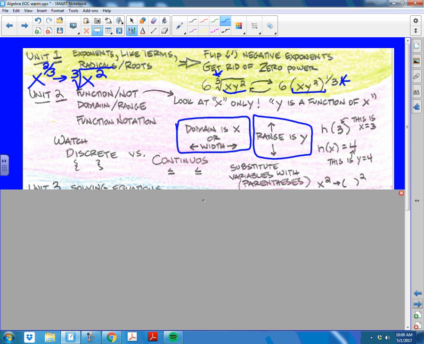Be very careful on discrete versus continuous. Remember, continuous, you use the inequality signs. That's where the thing is connected. So this is a continuous function. A discrete function is dots. And you write the domain and range of a discrete function in brackets. You don't write inequalities. It's just the x values or just the y values.